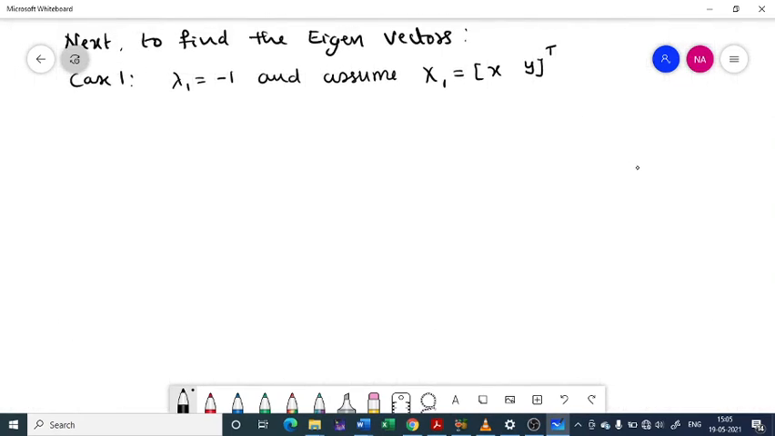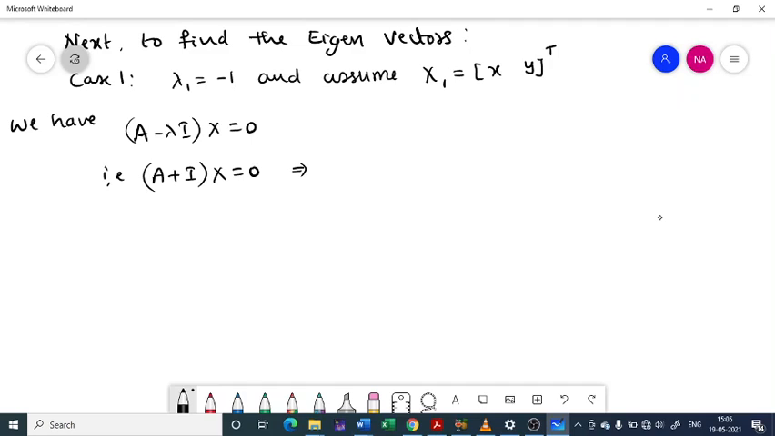How do we have to determine x and y? You have to determine x and y with respect to the condition A x equal to lambda x, or A minus lambda I into x equal to 0. So you have to keep that in mind. But here lambda is minus 1, so minus lambda is plus 1. So A plus I into x equal to 0.